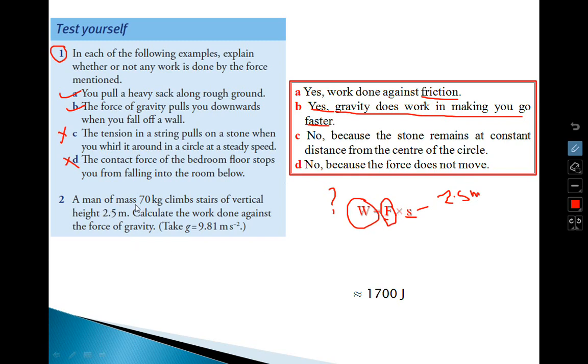To transfer the mass to the force, we need to multiply it by the gravity. So W is equal to 70 kg times 9.81 times the distance, 2.5 meter. So the final result should be approximately 1700 joule. The energy needed, or the work done needed for this, is 1700 joule.